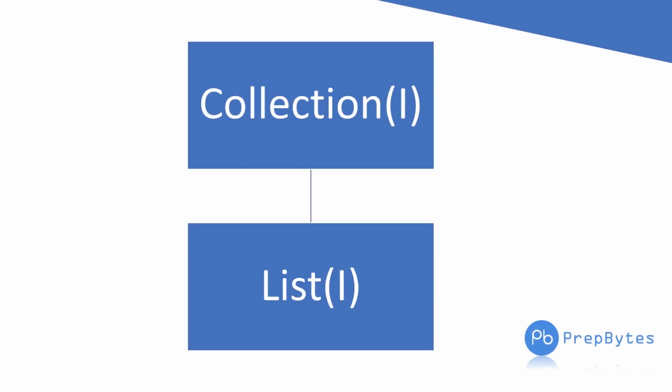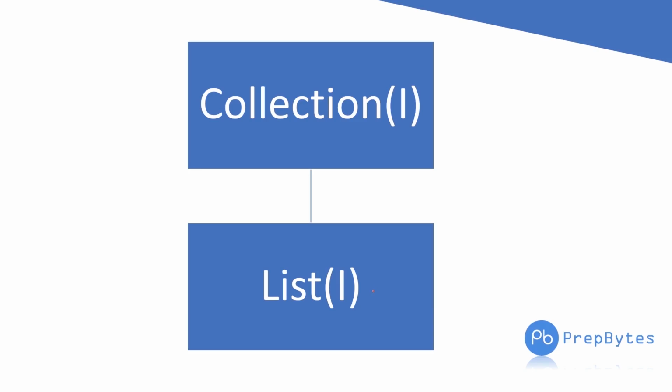We will see the collection interface we have seen, and now we will see the list interface. The list interface is the child interface of collection. All the methods that are in collection are also in list by default, and there are some additional methods that are defined, not implemented because this is just an interface, in the list itself.